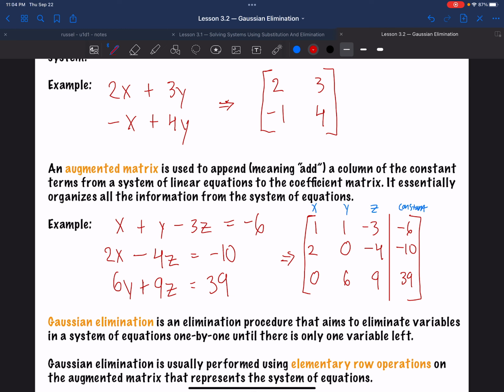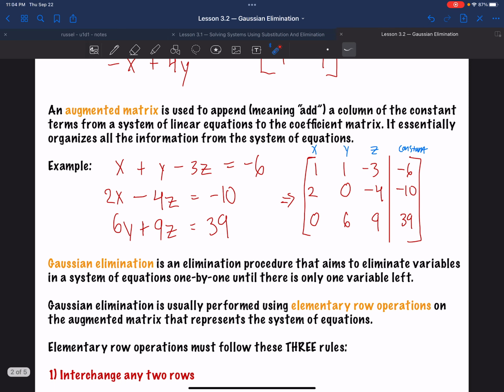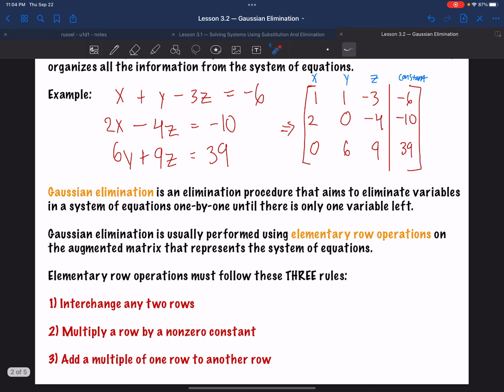Okay? You see that, right? See how this is the coefficients? So these are these coefficients, but then the constants I arrange on the other side. Okay? So you have to know how to arrange that. And that's the easy part. All right? That's the easy part.